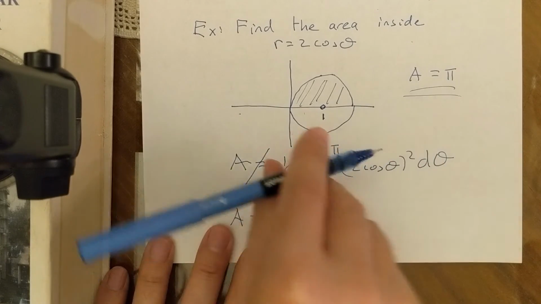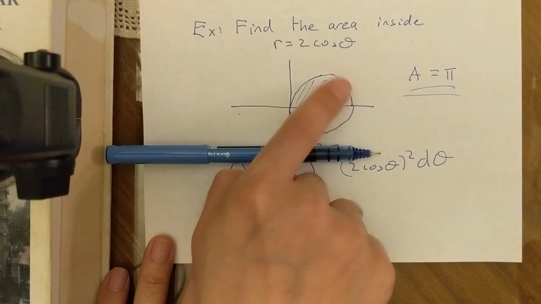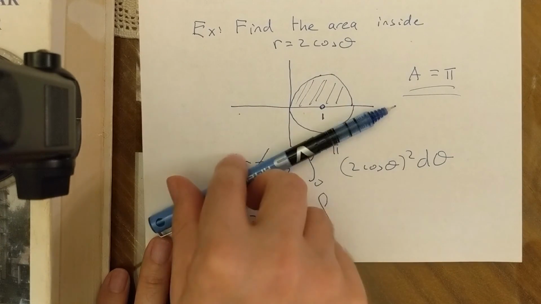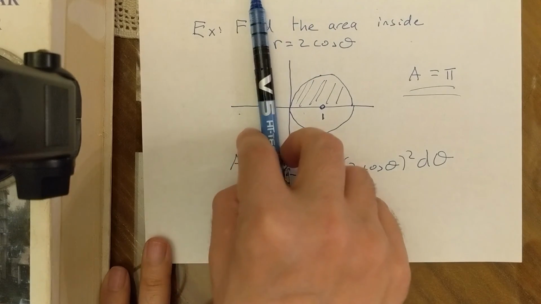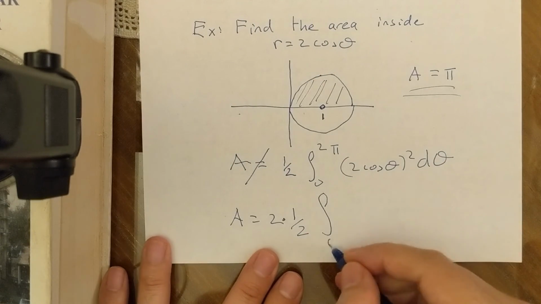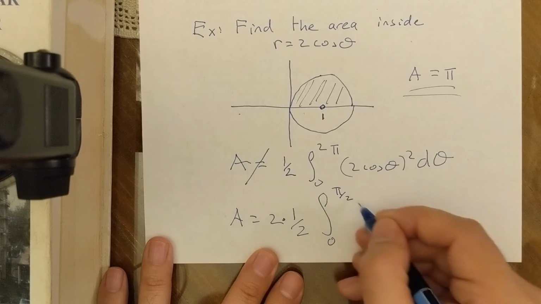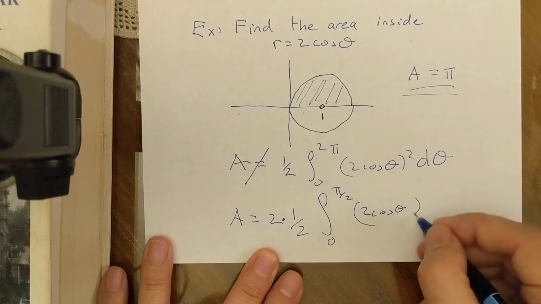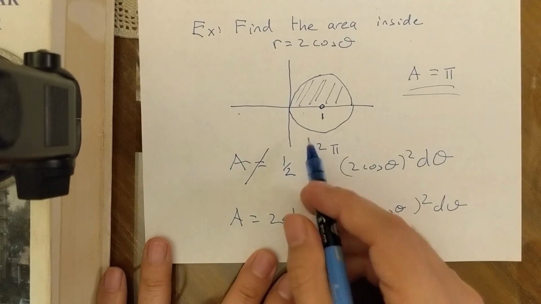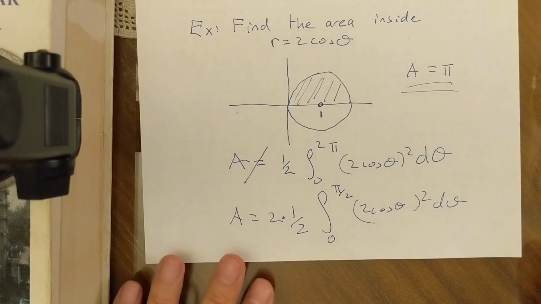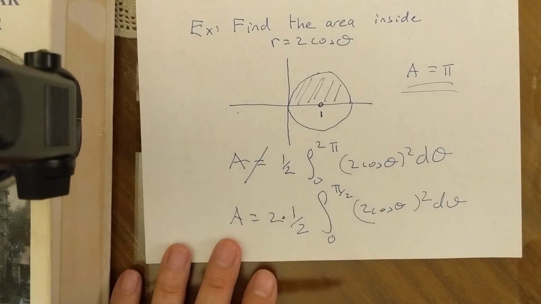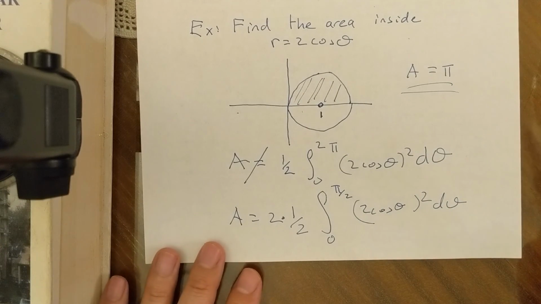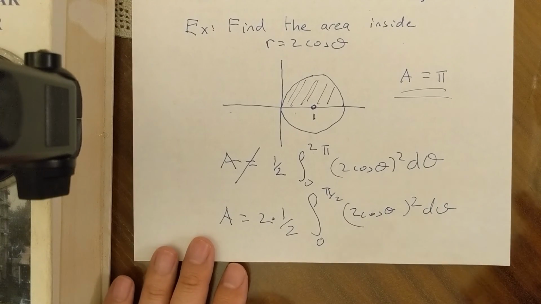So it just takes me, watch my fingers, just pi over 2 radians, just 90 degrees, to trace the upper circle. So the answer is the integral from 0 to pi over 2 of 2 cosine theta squared d theta. Okay? If you do the other one, you're going to get twice the circle. In 2 pi radians, you actually go around the circle twice. Okay? So you get twice the area instead of a single area.